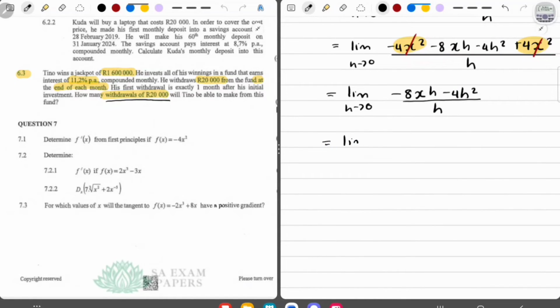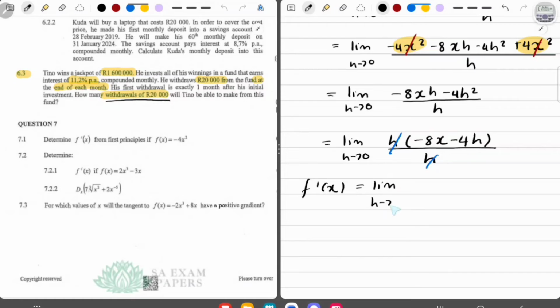Okay, so I still have to write lim as h approaches 0. Then you see that we want this to come out of that denominator, so it's not undefined. So we're going to take out a common factor of h. So h comes out, and we have negative 8x, then minus 4h. That's what's going to be left on top. And we're dividing by h.